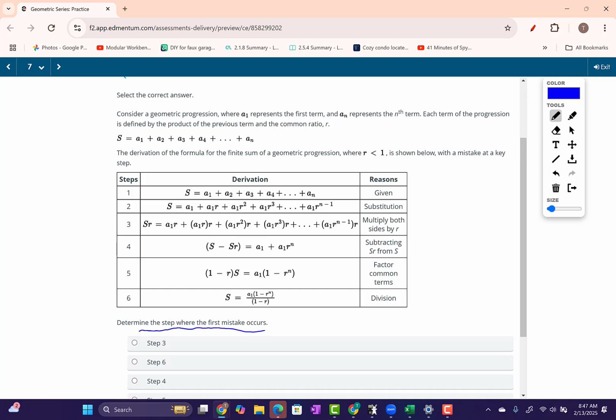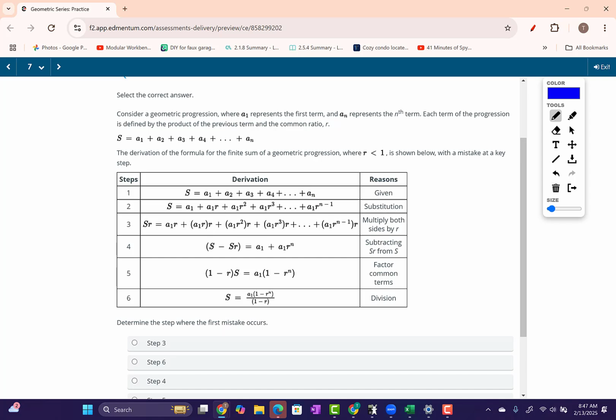So since we're looking for where the first mistake occurs, we need to go in order. Starting with step 1, they've just got the definition of a geometric series. S stands for the sum equals the first term plus the second term plus the third term all the way to some unknown term. It could be the thousandth term, it could be the millionth term. We don't know. It's not the point. We're just saying this is the formula for however many terms a sequence has.